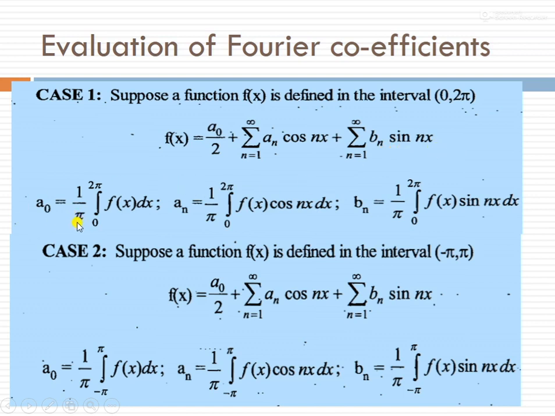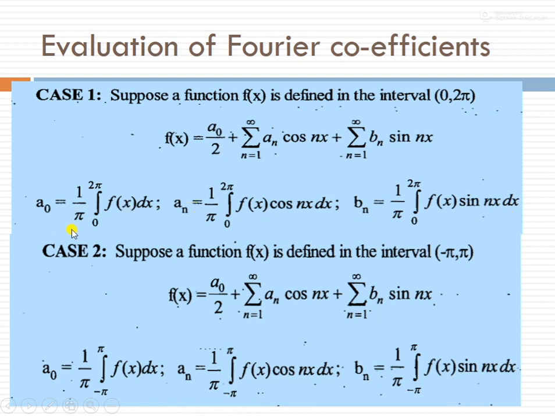written as 1 by pi integral 0 to 2 pi f of x dx, and an equal to 1 by pi integral 0 to 2 pi f of x cos nx dx, and bn equal to 1 by pi integral 0 to 2 pi f of x sin nx dx.